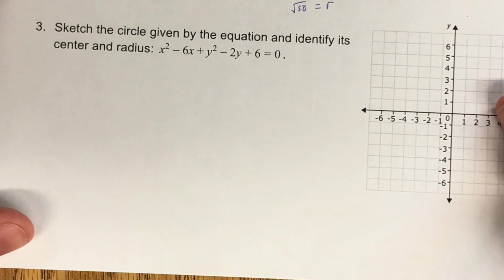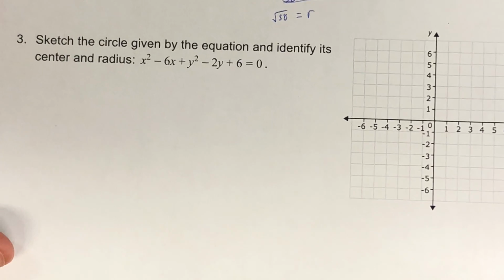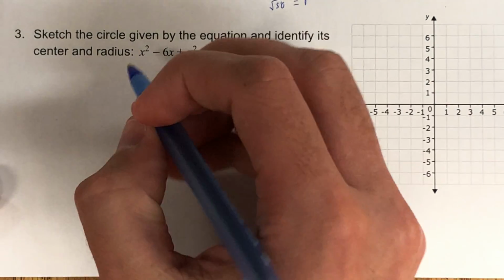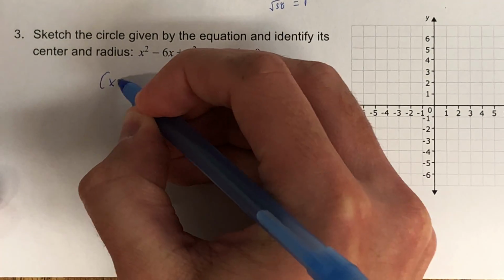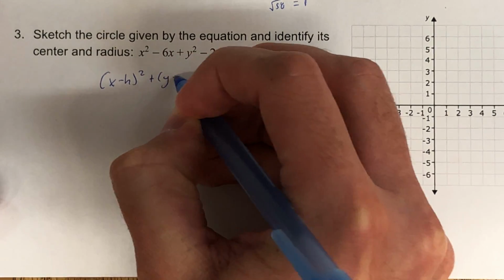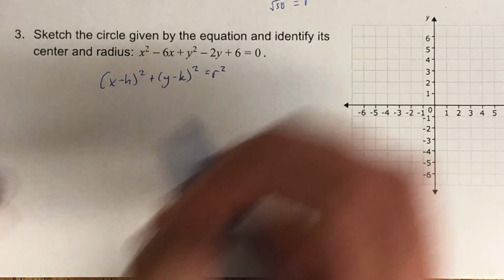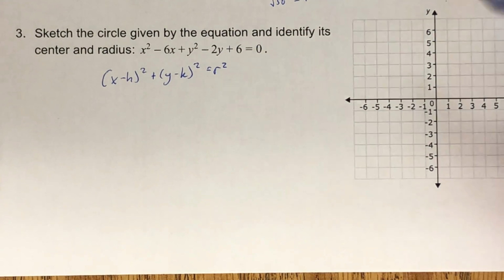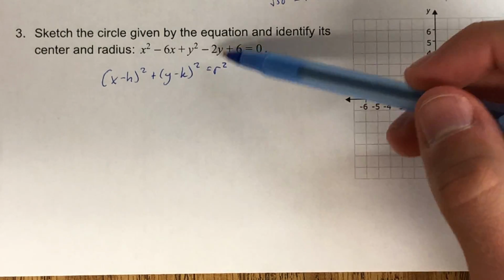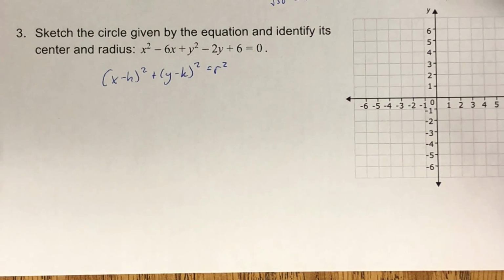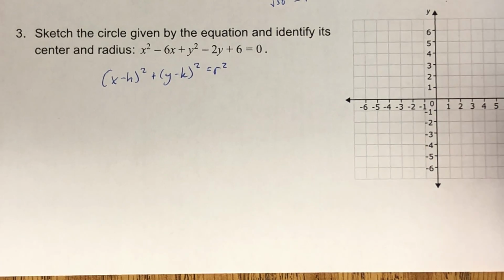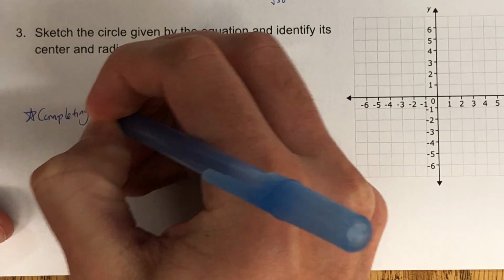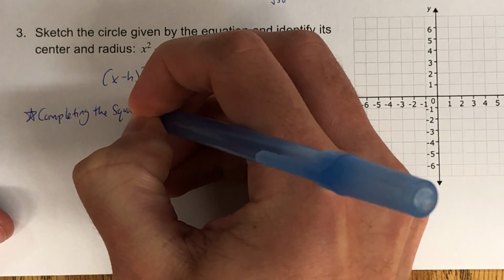For our last problem, sketch the circle given by the equation and identify its center and radius. So to sketch, we want to make sure we have our circle in its standard form. So as we're looking here, this is not standard form. We don't have an x factor squared, a y factor squared equals a number. What we need to do here is something called completing the square.